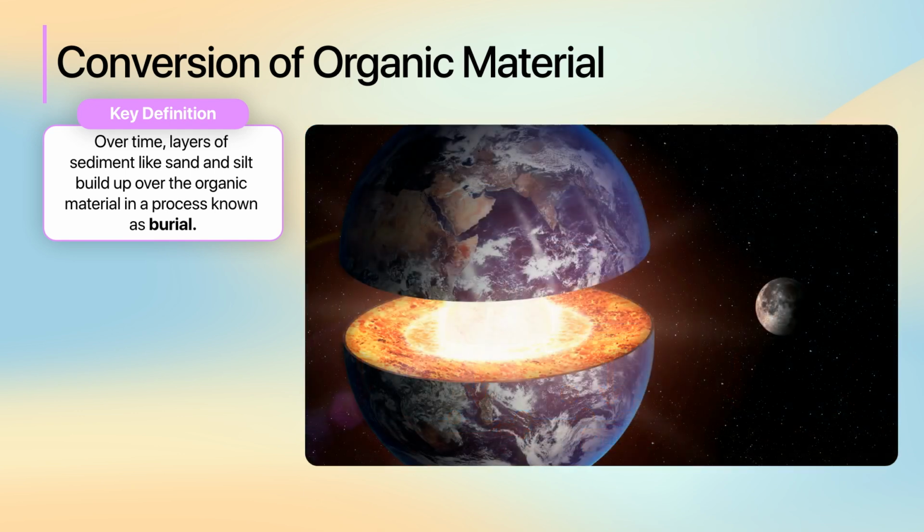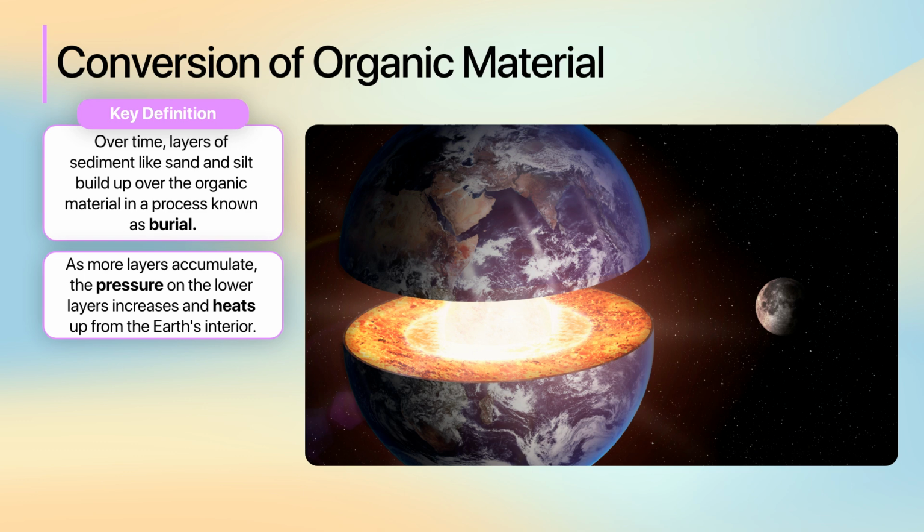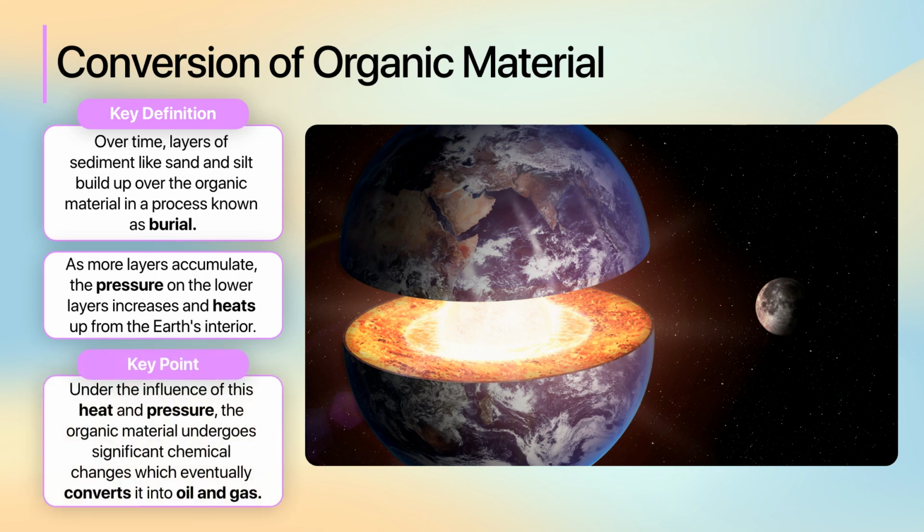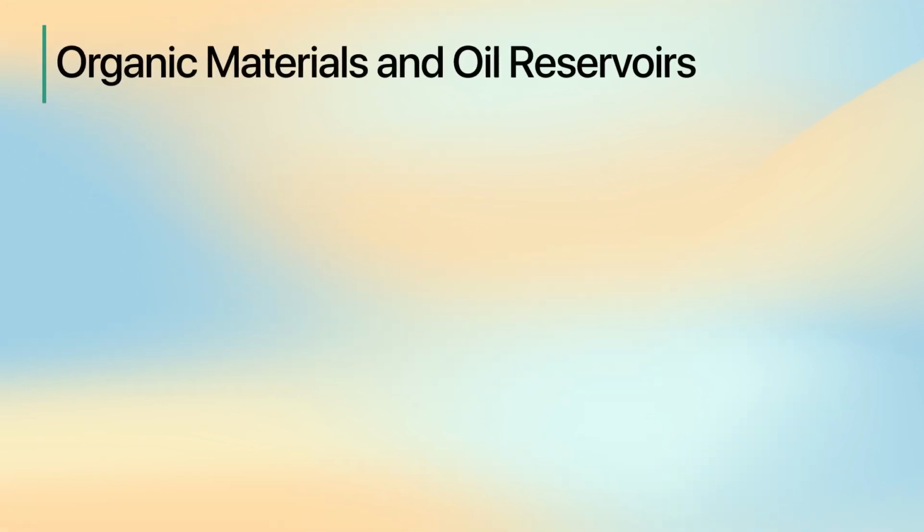This heat is primarily generated by the decay of radioactive elements like uranium, thorium, and potassium deep within the Earth, as well as leftover heat from the planet's formation. As materials are buried deeper, they move closer to the mantle, where this internal heat becomes more intense. Under the influence of this heat and pressure, the organic material undergoes significant chemical changes, which eventually converts it into oil and gas.